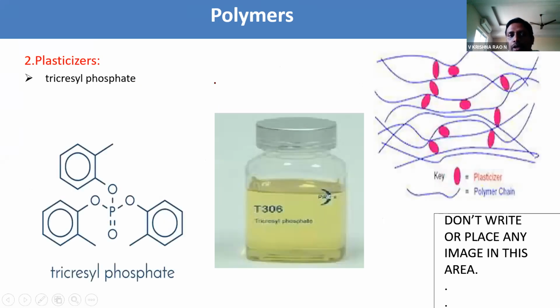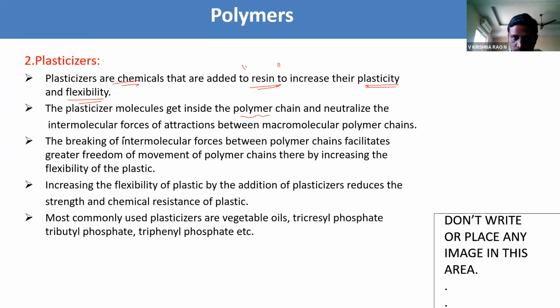It neutralizes the intermolecular forces, whatever forces are present between the polymer chains. The plasticizer moves inside the intermolecular force of attraction between the macromolecule polymer chains. Then it helps in breaking the intermolecular force between the polymer chains, facilitating greater freedom for the movement of the polymer chain, thereby increasing the flexibility of the plastic.